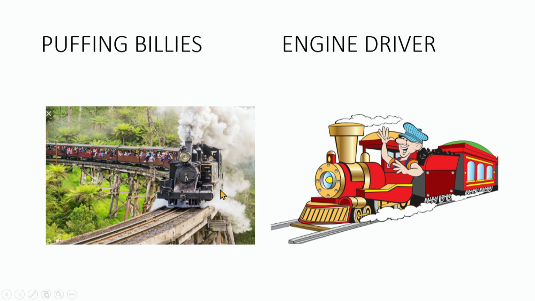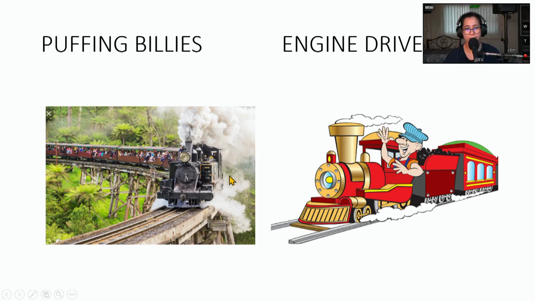The trains before only work when they're burning coal. So it's puffing a lot of smoke here. That's why it's called a puffing billies. It's the old kind of train that only, if you can see, there's coal there. They burn this, and it can be the fuel for this train. Because of the burning, they are emitting a lot of smoke. So that's why it's called puffing billies.